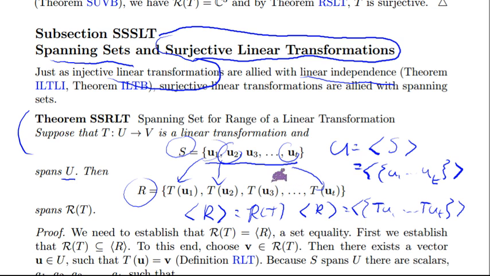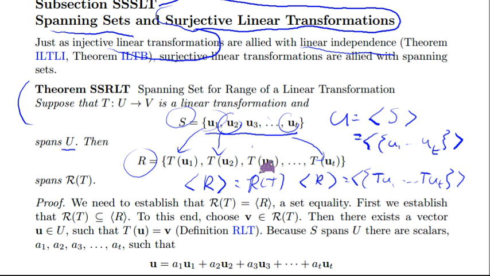And since you're trying to show that two sets are equal, you're basically trying to show that the span of R is equal to R(T). You need to show both ways. You need to show that R(T) is contained in the span, and you need to show that the span is contained in R(T). All right, so let's begin with proving that R(T) is contained in the span of R.